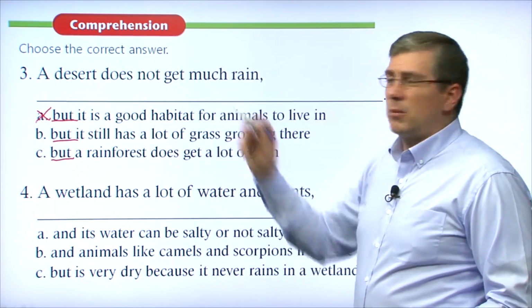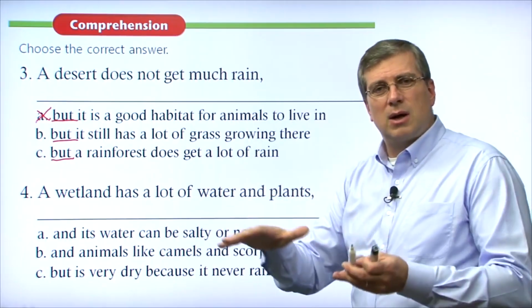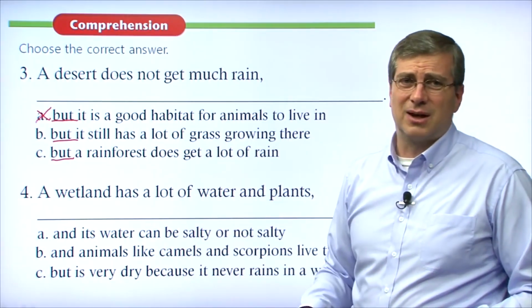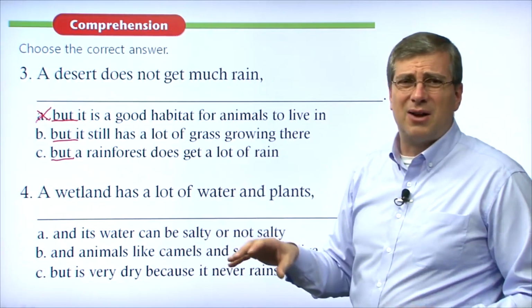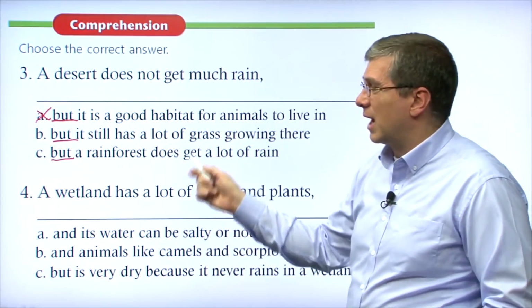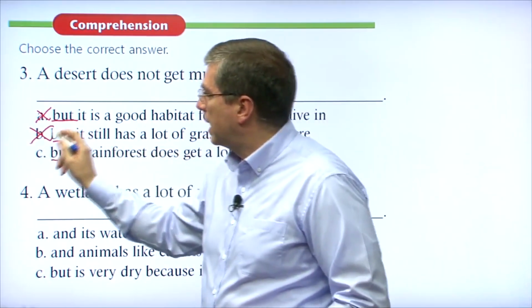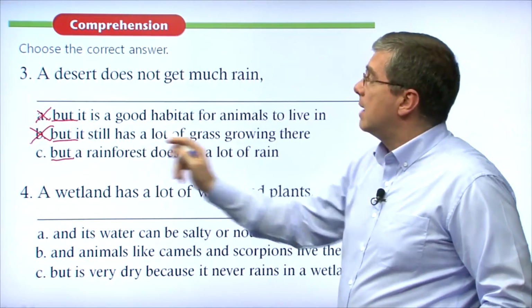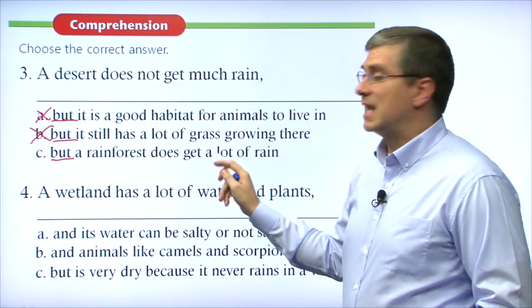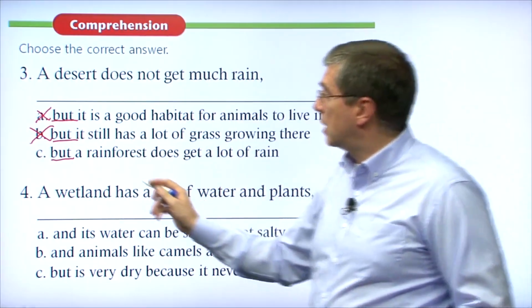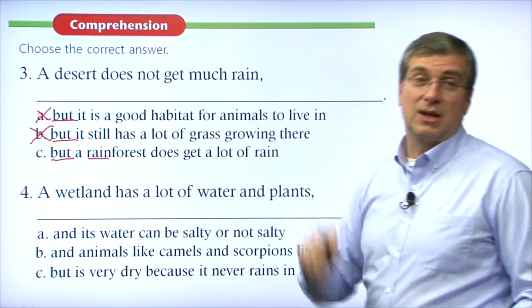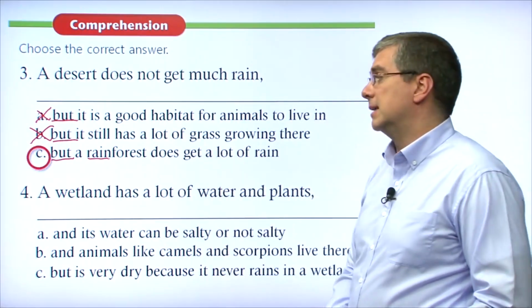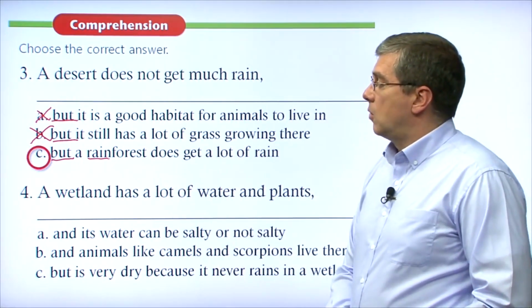And remember, we saw the picture of the video of the desert. It's just sand. It's just dry dirt. There's not a lot of plants growing there. And the very few plants we saw were brown. And it's not a lot. This says a lot of grass. So this is not correct either. Okay? That leaves us with C. Let's see how it looks. A desert does not get much rain, but a rainforest does get a lot of rain. And that's true. That's why we call it a rainforest. It gets a lot of rain. So that is true. And that would be our correct answer, letter C. Let's move on to number 4.